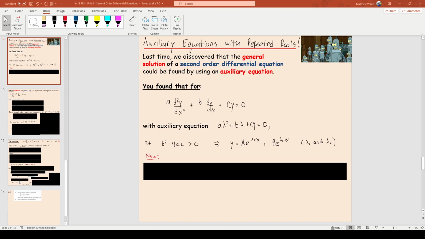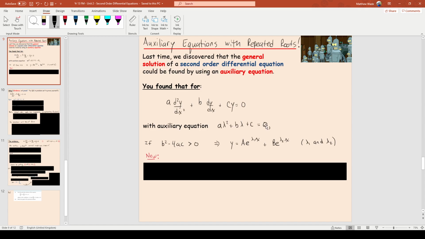So pretty much bin off the d squared y by dx squared and pop a lambda squared in its place. Same with dy dx, pop a lambda in, and then c, oh shoot, I shouldn't have a lambda there. I'm glad I spotted that. Same deal with the c, but it's not going to have anything on it. So there we have it, and that is our auxiliary equation.